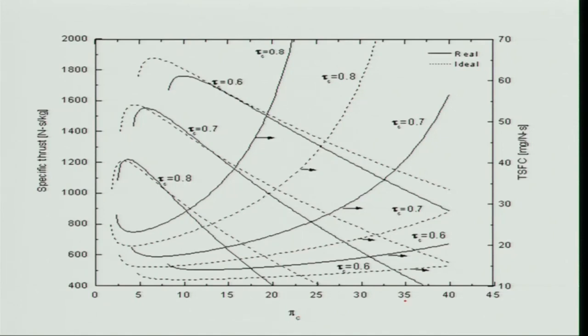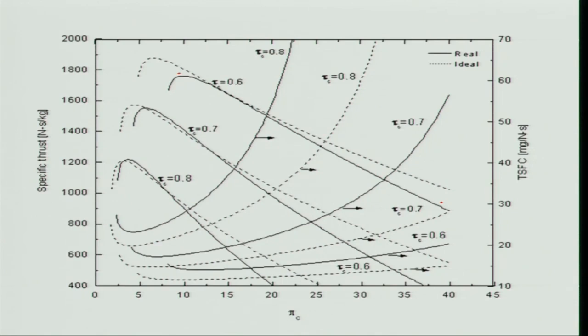You can see that the solid line corresponds to the real cycle, and the dashed line corresponds to the ideal cycle. In this case, specific thrust increases with the fan pressure ratio, has a peak value, and then it goes on decreasing, right.